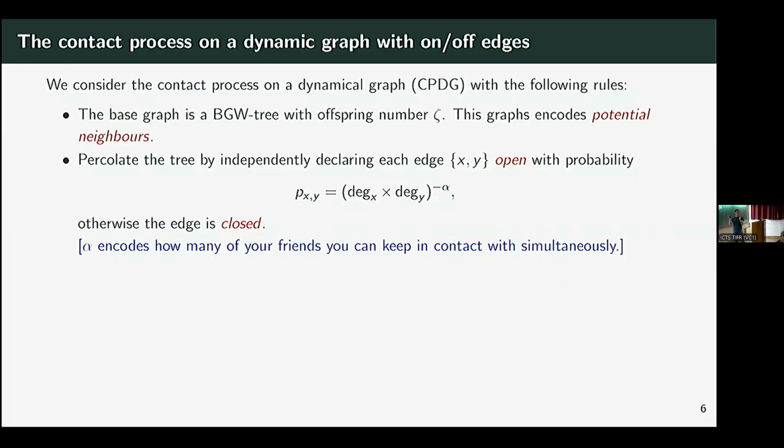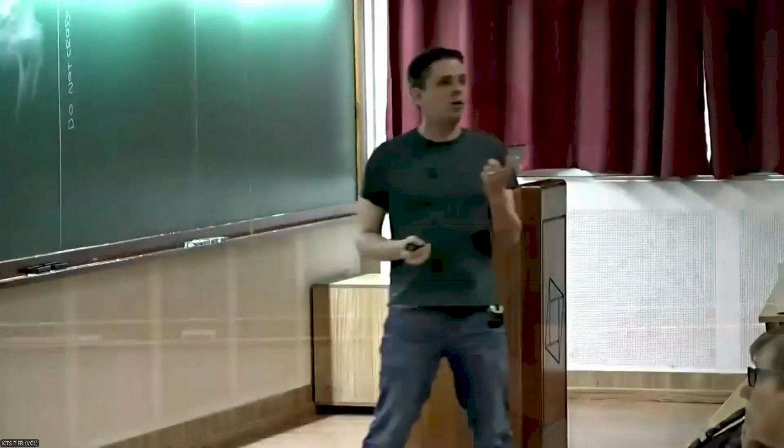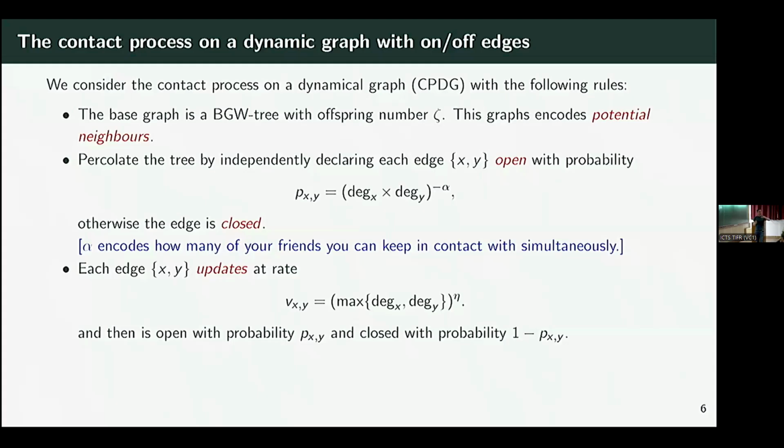So the idea is that if you have a large degree, maybe you're great, you have lots of friends, but you can't stay in contact with them at all times. And so alpha is this penalization parameter, which tells you how many friends you're in contact with. And then I need to tell you another rate, which is how frequently you change who you're in contact with. That's given by a rate, which in this case will be the maximum of the degree of X and Y to some power eta. So the larger eta is, the more I'll be updating. If you have lots of friends, then you're very busy, and so you change very often who you're in contact with.